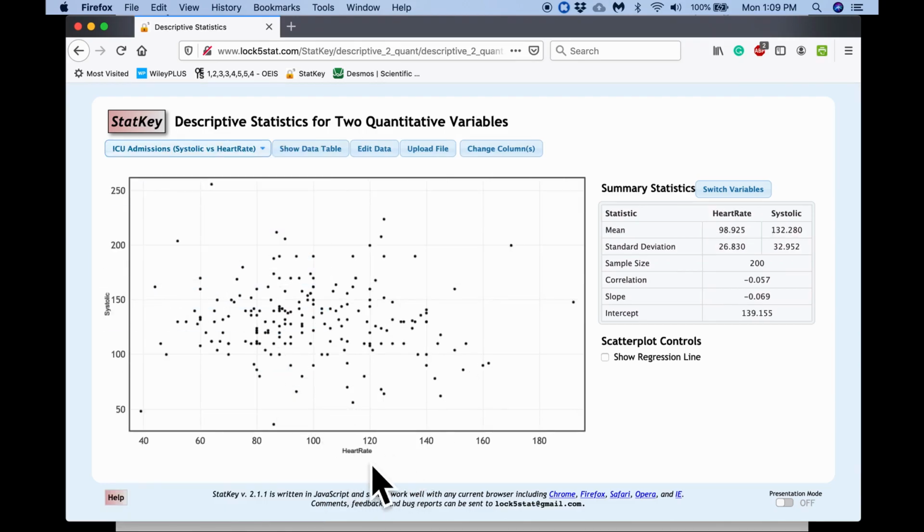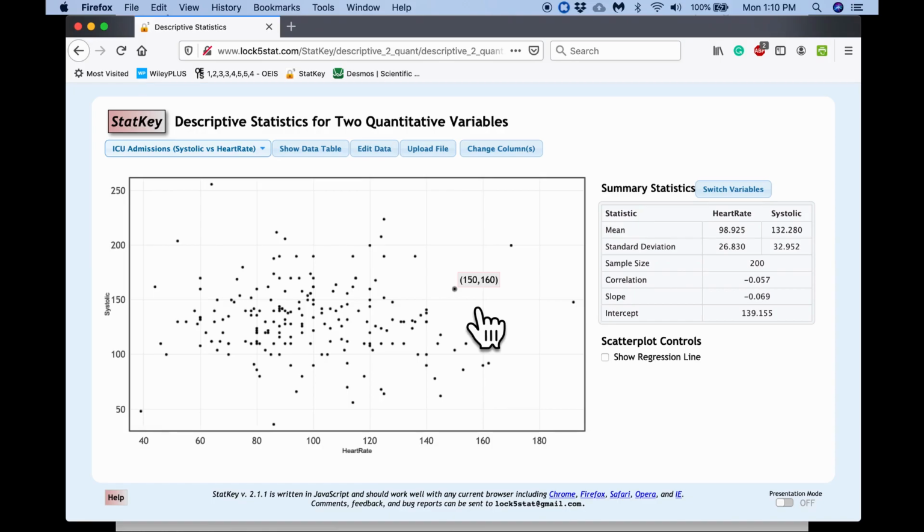So here we have heart rate on the x-axis and systolic on the y-axis. And let me briefly describe to you what's going on in this data set. This is a sample of size 200, and each one of these dots represents a patient that was admitted into the ICU, or the intensive care unit. Upon being admitted to the ICU, the patient's heart rate was determined and the patient's systolic blood pressure was determined. And so each one of these dots represents a patient and that information upon their arrival into the ICU. So this particular patient had a heart rate of 150 beats per minute and a systolic blood pressure of 160.